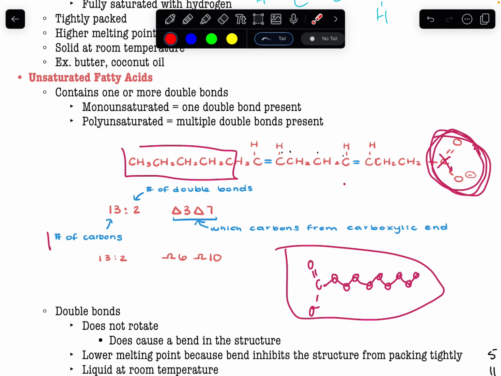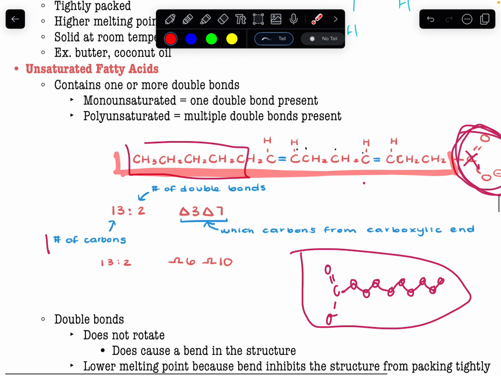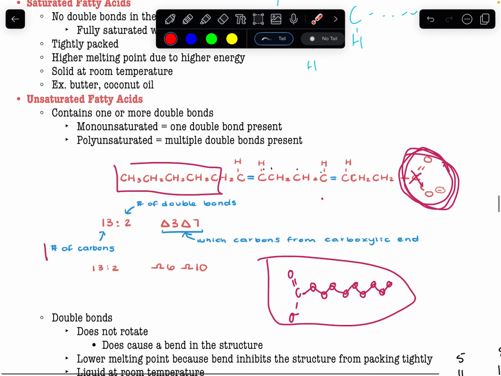Now, there's two ways to count these hydrocarbon tails right here, and you will see two different signs. You will see a delta sign or an omega sign. You'll see one or the other in the examples or problems that you will be looking at. When you see this delta sign, it means that you are counting from the carboxyl group down towards the end of the tail.